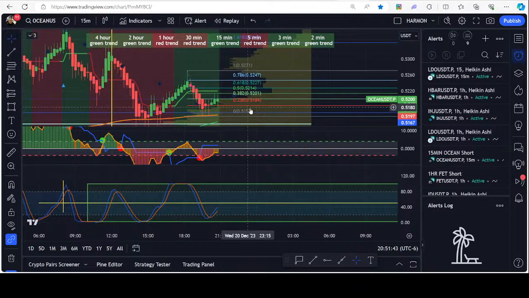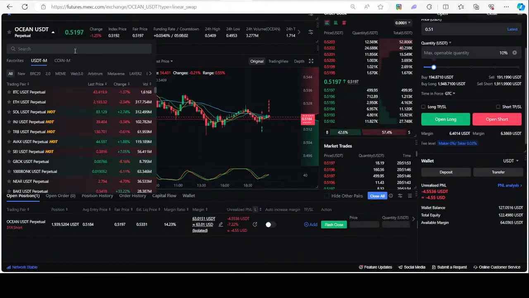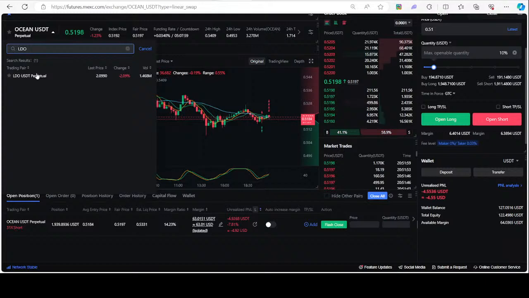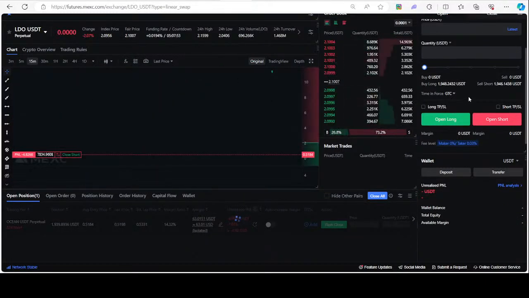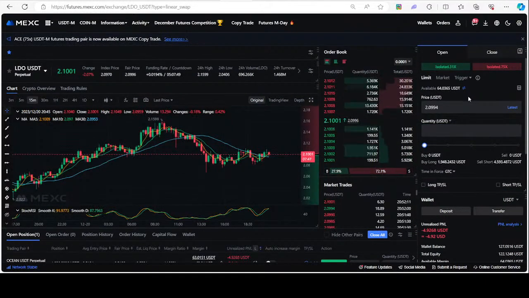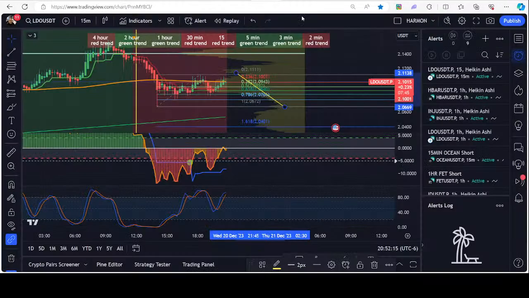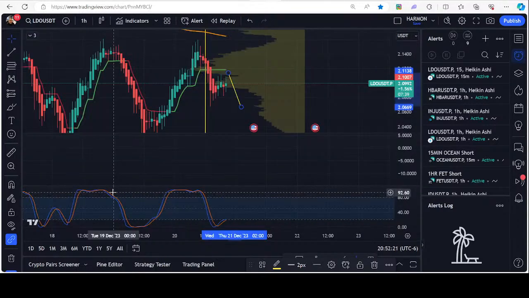All right, let's see. Ocean. Ocean getting a little weak. LDO. There we go. So LDO is looking like it's getting ready. Then let's take a look at the leverage on LDO. LDO, the rodeo. We're at 9 o'clock. All right. LDO. What's the 1 hour?